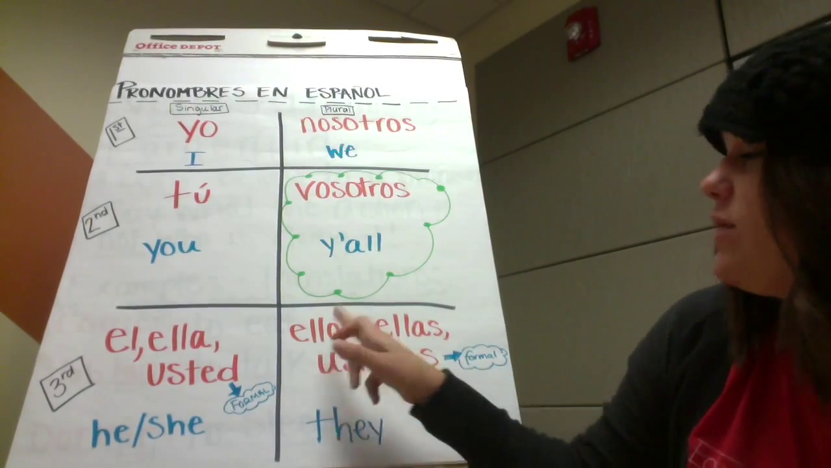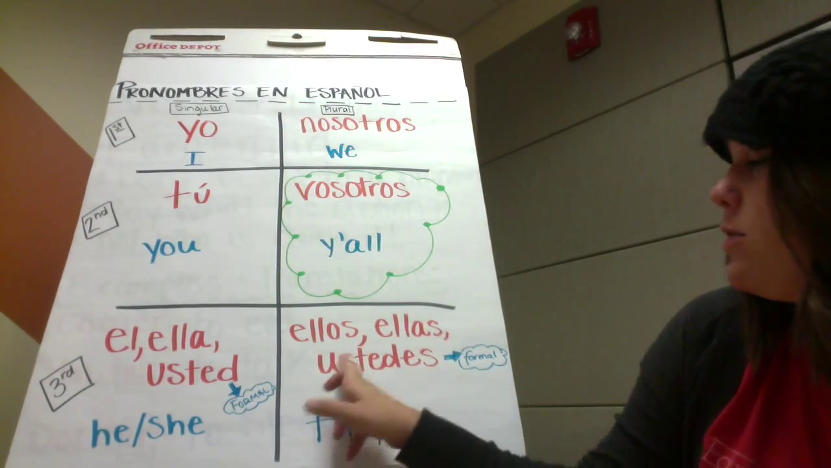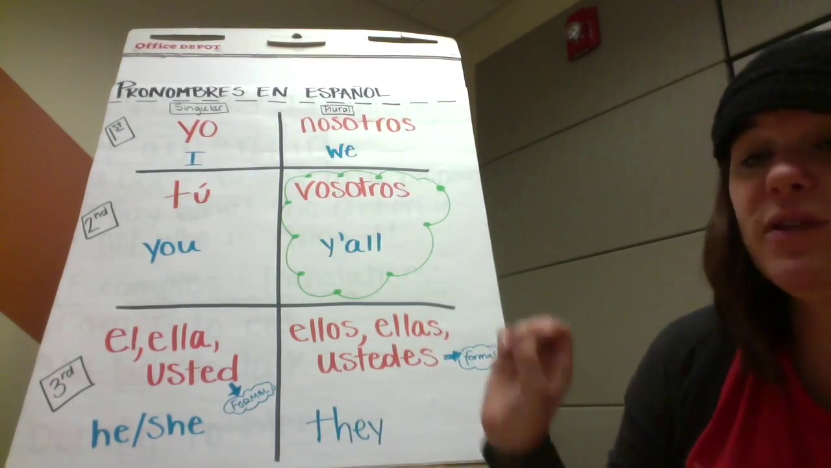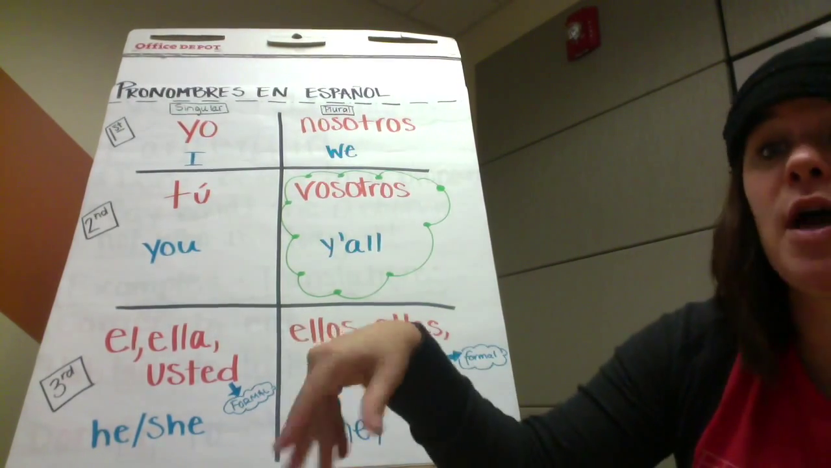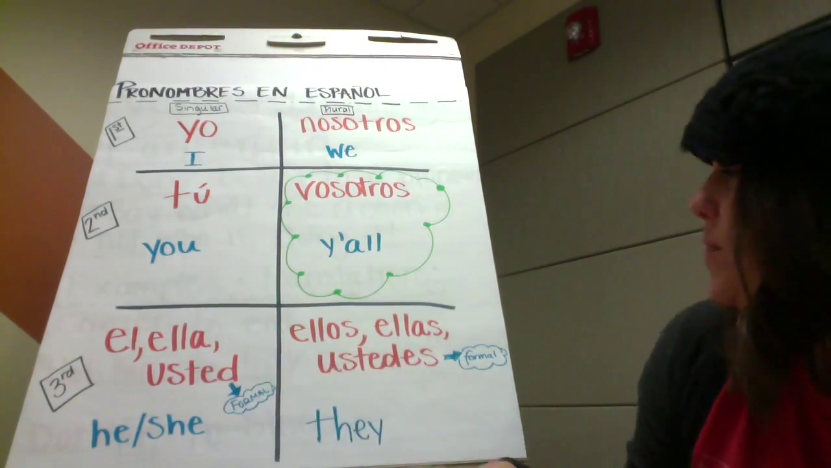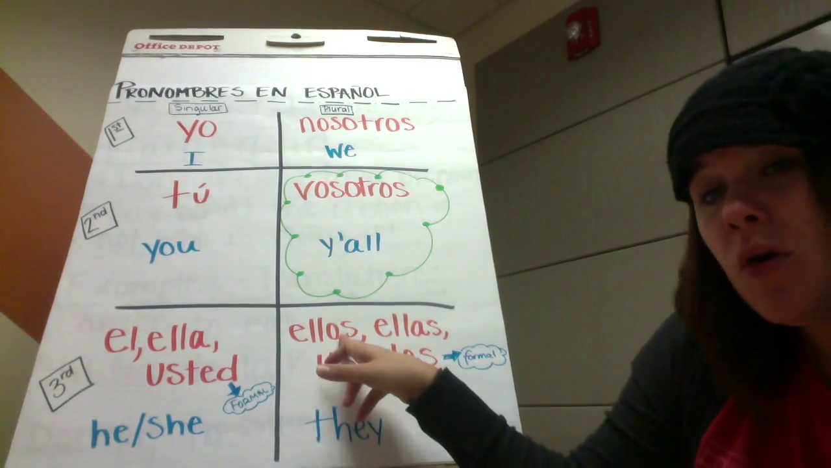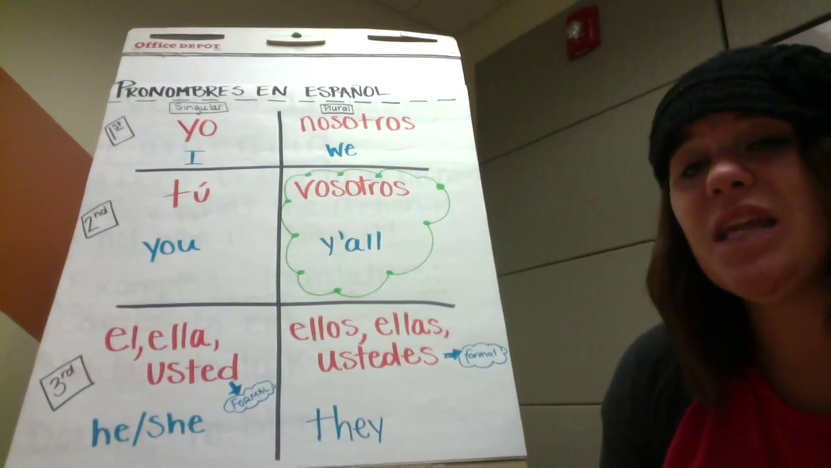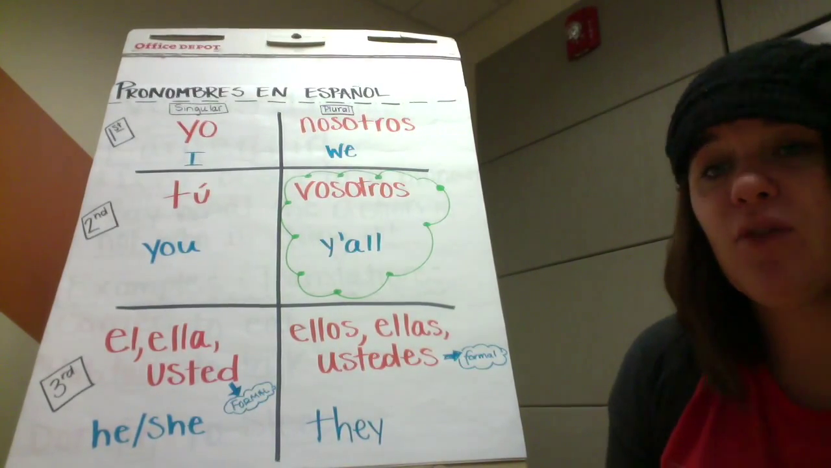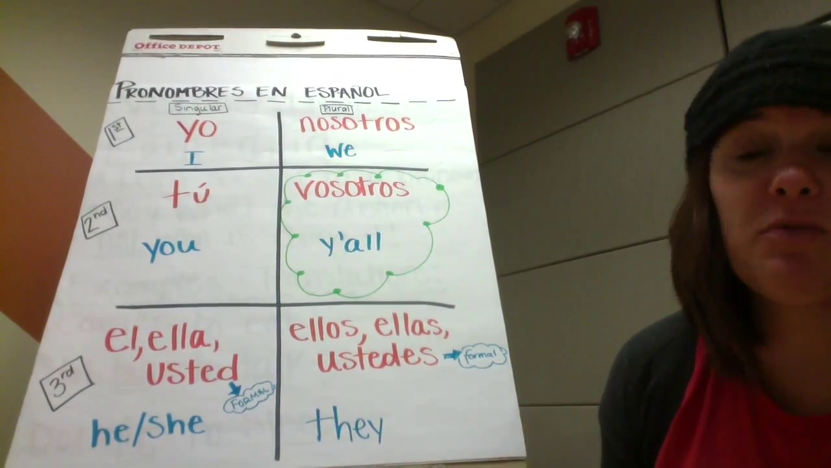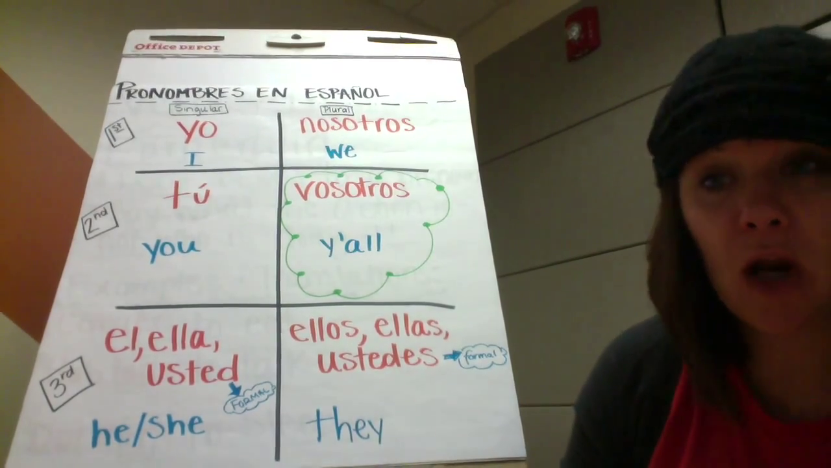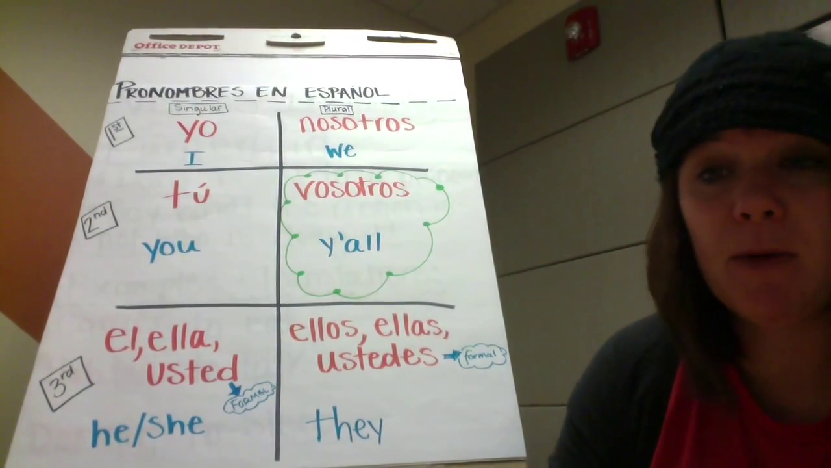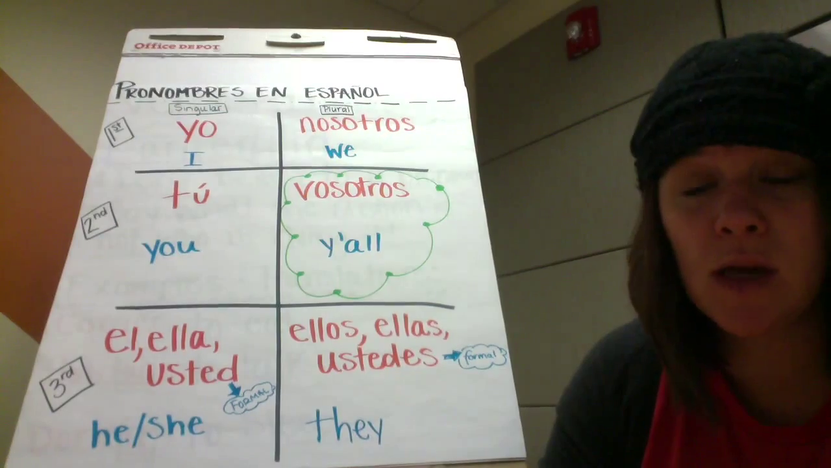And then here we have the masculino, femenina, and then the formal version of like they, over there, that group of people over there, they. Ellos would be the masculino version of this word. Ellas, femenina, and then ustedes is the formal way of saying that. So a group of people that you don't know, a group of people that are older than you, a group of people that maybe have a title that's different than yours.